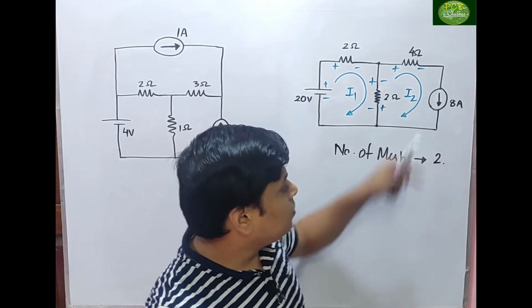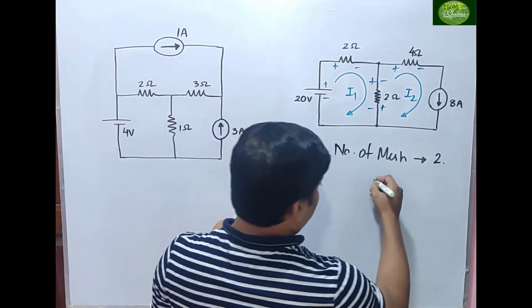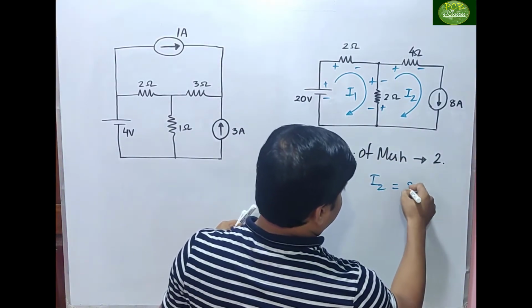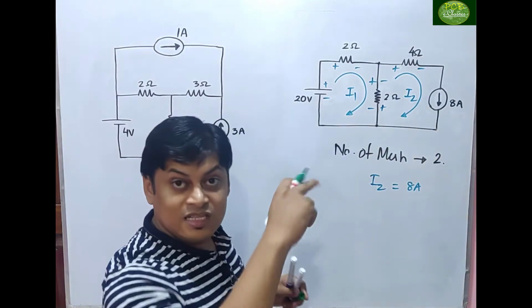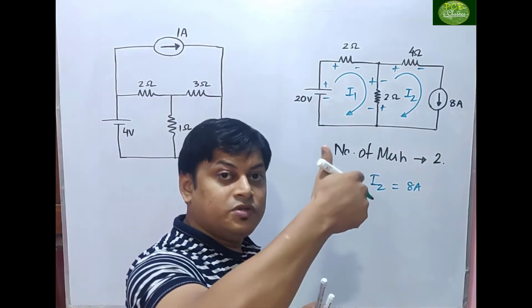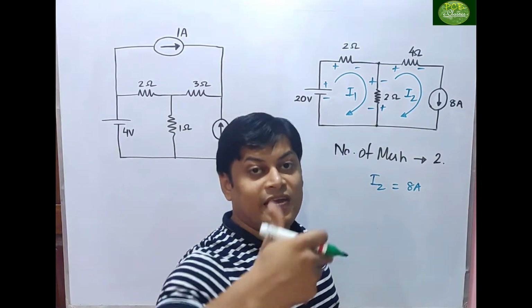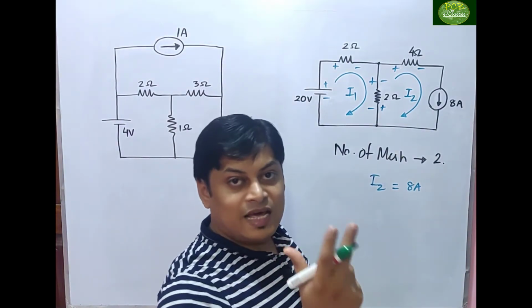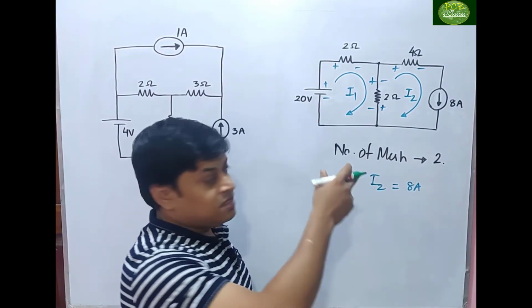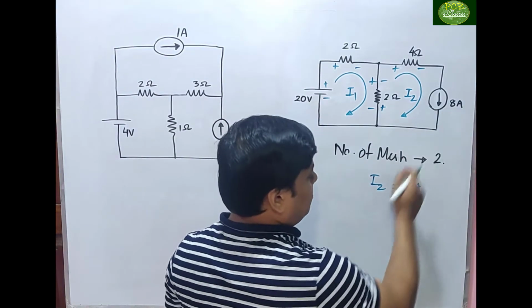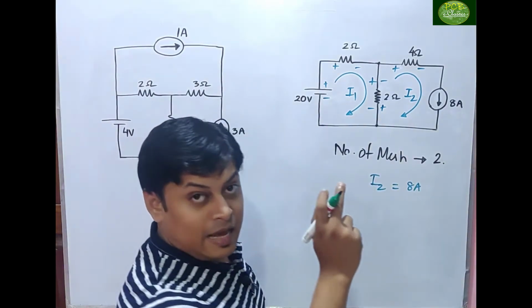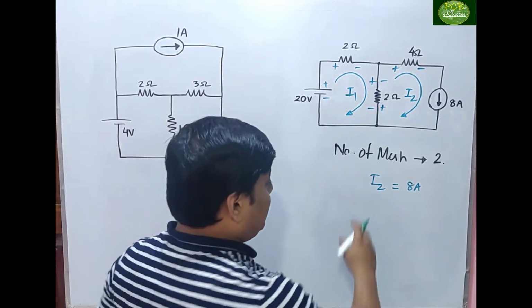So what is this I2? Basically, I2 will be equal to 8 ampere. You can see the direction, it's in the same direction we have taken. If it is opposite, then we have to take minus 8 ampere. Depending on the direction, I have taken the clockwise direction, that is why it is the same, 8 ampere. So I am taking I2 equals 8 ampere. Fine. So I2 we have got.